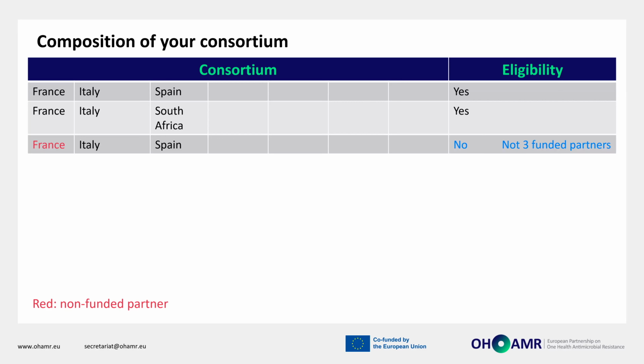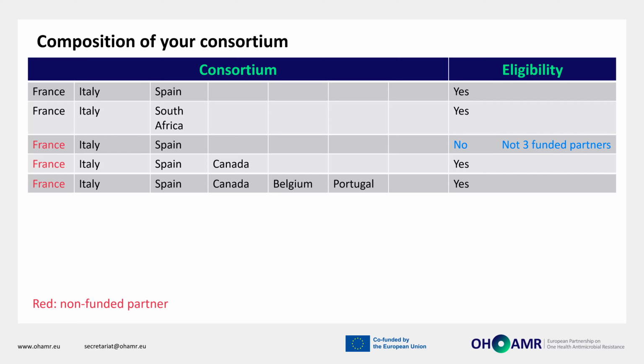For the third example, we now have only 2 partners requesting funding, and the minimum is 3. The consortium is not eligible for funding. In example 4, we now have 3 partners requesting funding and 1 non-funded partner in red, making the consortium eligible. In the 5th example, we have 6 partners, where at least 3 request funding, and among them at least 2 are from EU countries. The consortium also answers the general eligibility criteria.